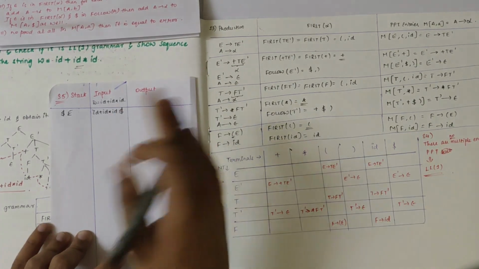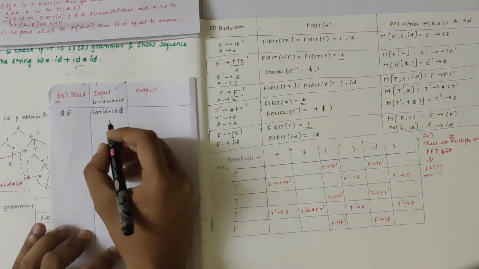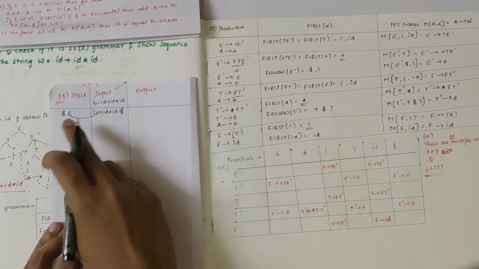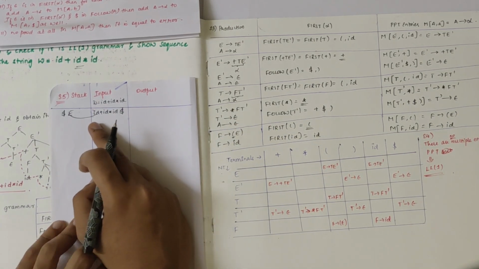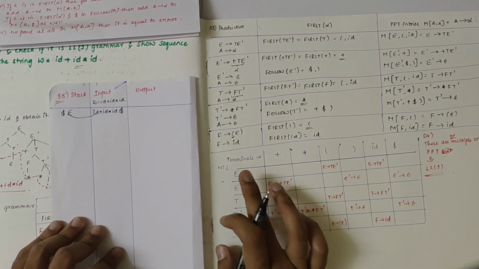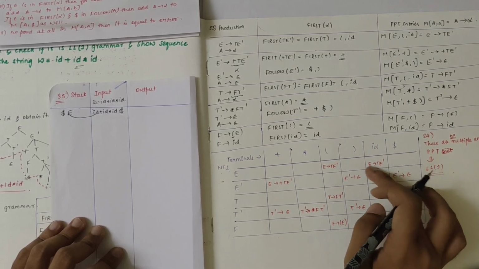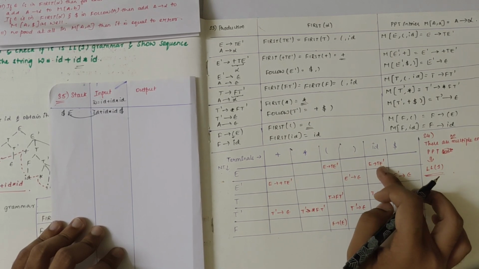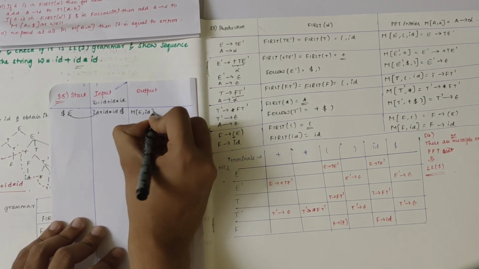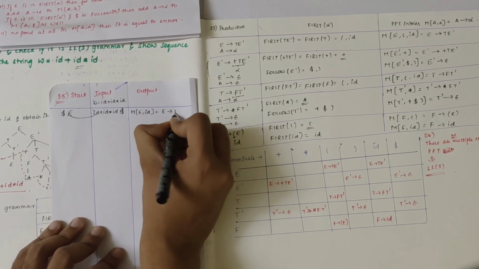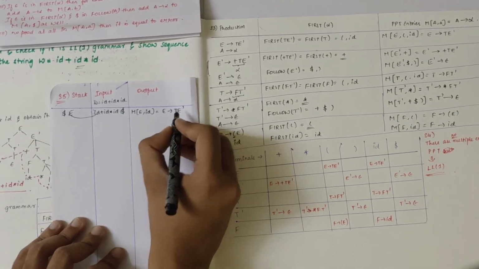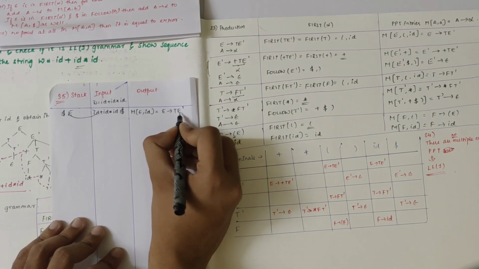So that's how the comparison starts. Our first step would be to compare E with ID. E comma ID, is there any production existing of the form E comma ID? Yes, E derives TE dash. So M of E comma ID, we get E derives TE dash.